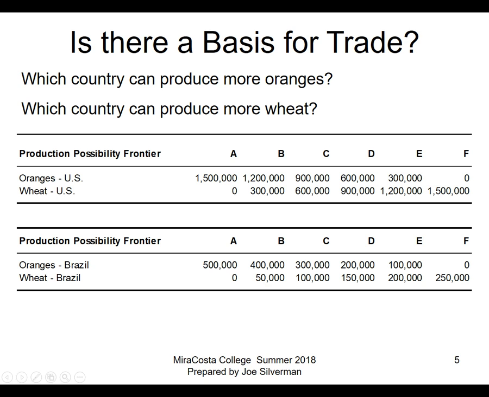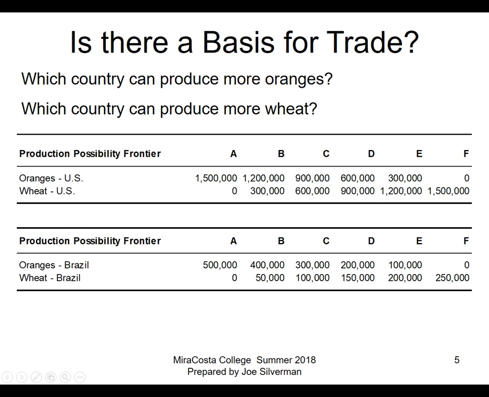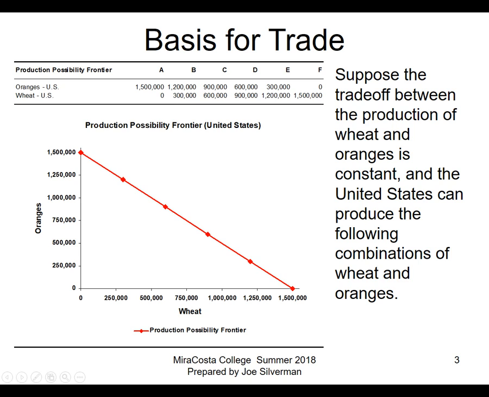The basis for trade is comparative advantage, and the way we look at comparative advantage is by looking at the slopes of the production possibility frontier. So I want to go back to the U.S. production possibility frontier, and if we were to calculate the slope, we'd see that the relative slope is -1. In other words, if we want to produce one more unit of wheat, we've got to give up 1 unit of oranges. If, on the other hand, we want to produce one more orange, we've got to give up 1 unit of wheat. So that's the ratio of wheat to oranges in the United States.